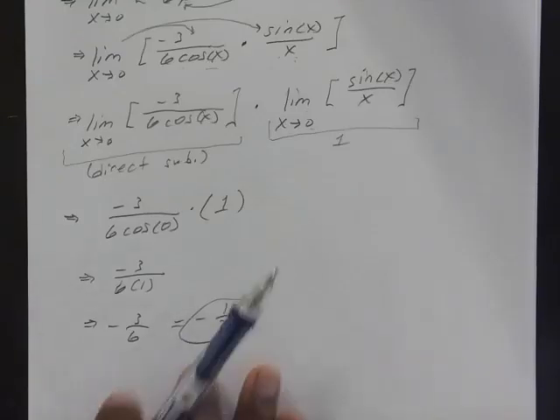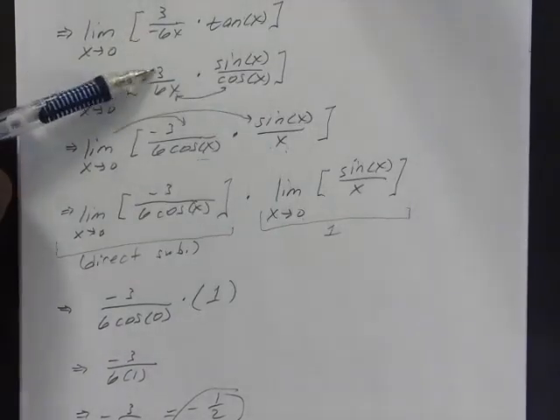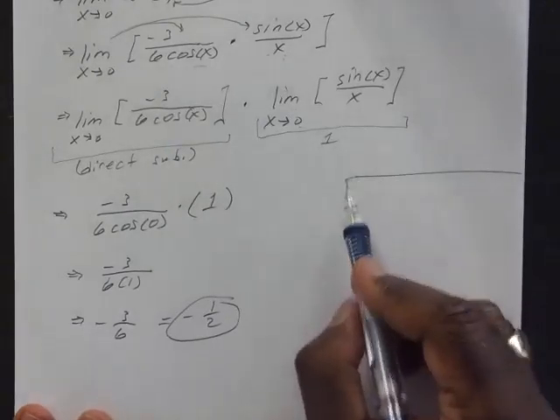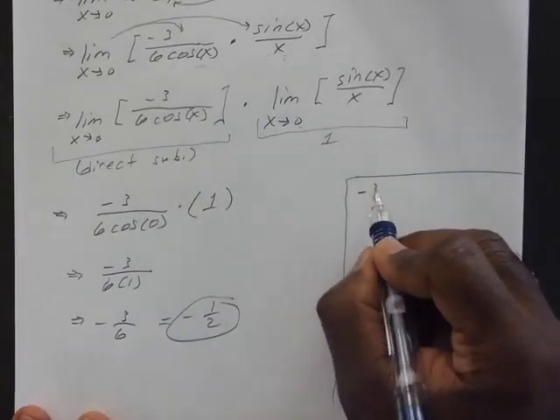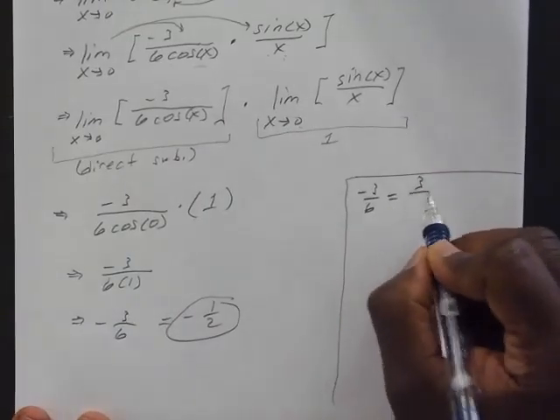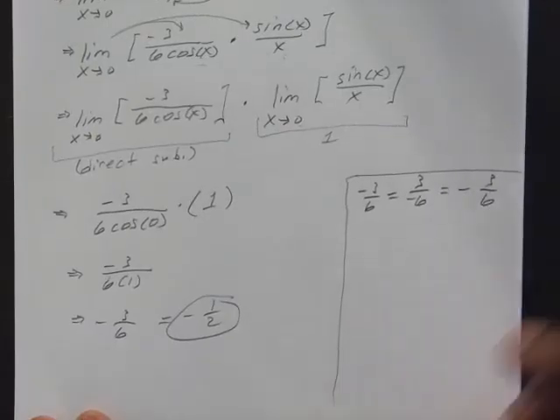Okay. And if you notice, I kind of bounced around that negative from the bottom to the front to the top. They're all the exact same thing. So if you have -3 over 6, that's the same as 3 over -6, and that's the same as -3 over 6. So it doesn't really matter where you put it.